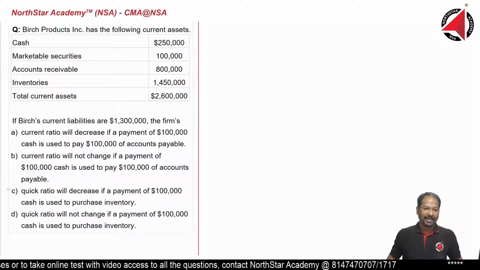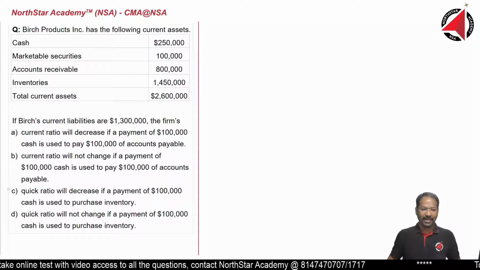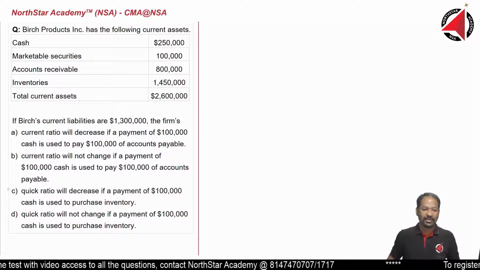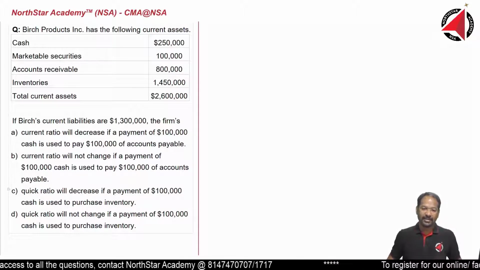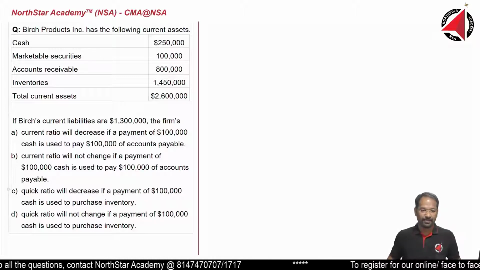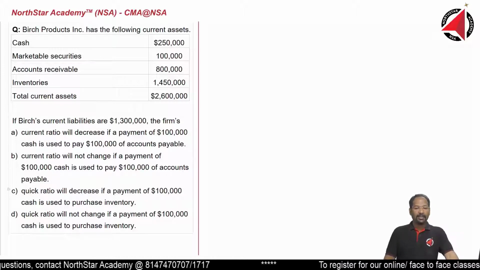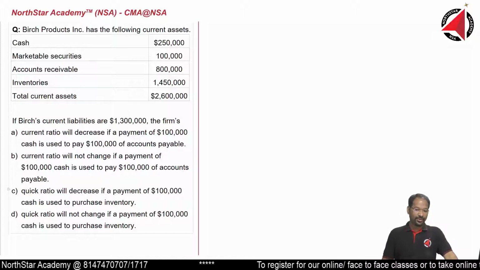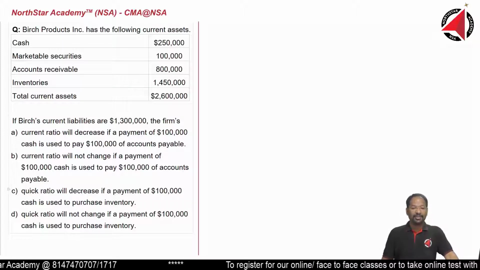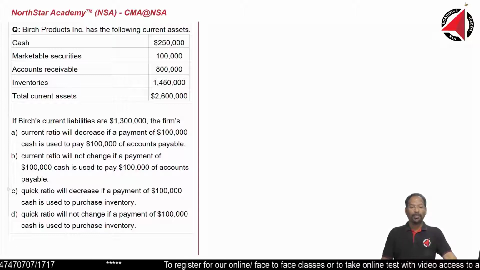Birch Products Inc. has the following current assets: cash, marketable securities, accounts receivable, and inventories. If you look at it, total current assets are 2.6 million. If Birch's current liabilities are 1.3 million, the firm's current ratio will decrease if a payment of 100,000 cash is used to pay 100,000 of accounts payable.